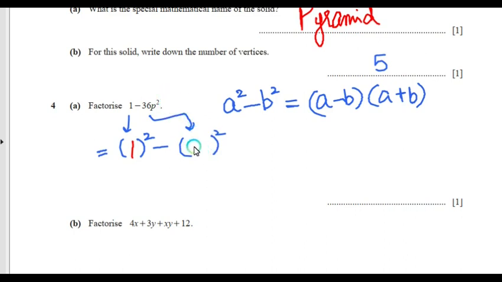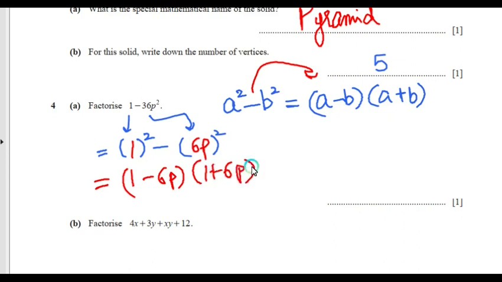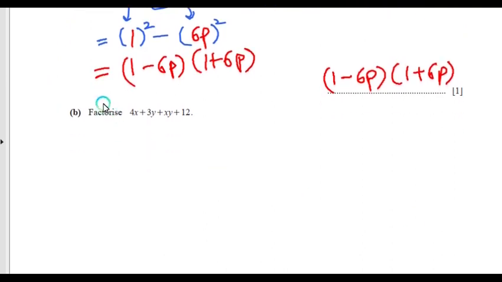So the first term should be written in the square, so that becomes a square, and similarly the second should be written in the square as well. Now inserting the values, obviously 1 square is 1, so I'm writing 1 inside this bracket, and the square of 6p is actually 36p square. So we have found the values of a and b. According to the identity, this thing is equal to a minus b into a plus b. So it is 1 minus 6p into 1 plus 6p, right?